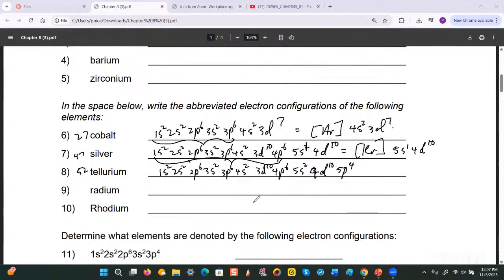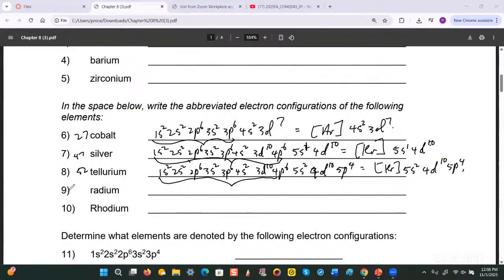So that would be the full electron configuration. So what's the group 8 element that comes before tellurium? Krypton. So again, krypton takes care of all this right here. Therefore, krypton in square brackets, followed by 5s2, 4d10, 5p4. And that would be it for tellurium. Any questions about that one? Okay, the next one is radium.